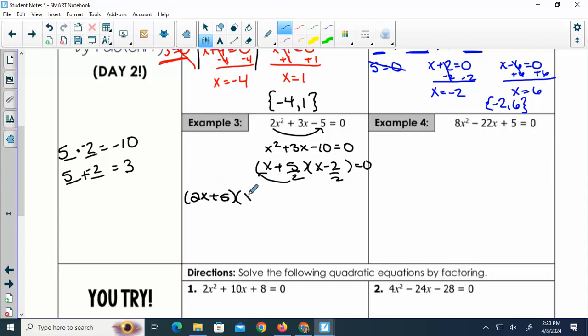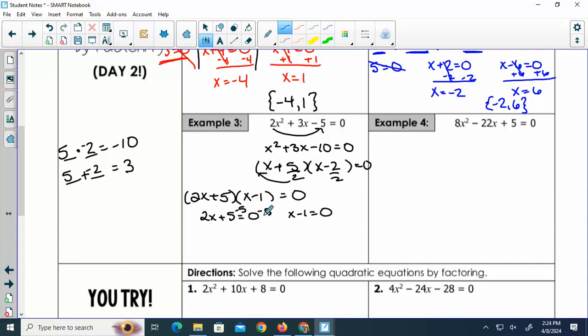This one, 2 divided by 2 is 1. Okay, so we have two things multiplied that equal 0. What do we do now? The only way to get 0 by multiplying is if one of these is 0. So 2x plus 5 could equal 0, or x minus 1 equals 0. And these are just equations. We're solving for x. So on this one, what would we do first?